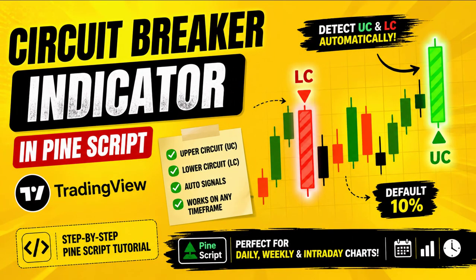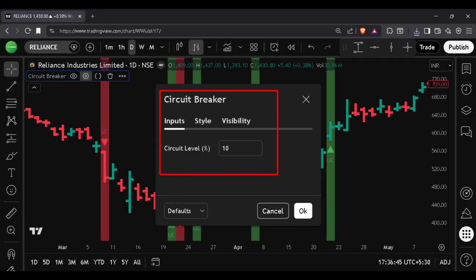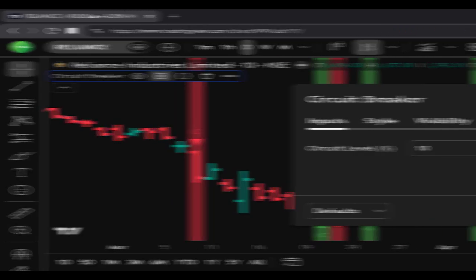Hi. Today, we will see how to create a circuit breaker indicator in the TradingView Pine script. Different stocks have different circuit levels, like 5%, 10%, 20%, etc. Unfortunately, there is no way in Pine script to know a particular circuit level of a stock. So we will use an input for this. The default value is set to 10%. When a particular candle closes 10% above or below its previous close value, we get our circuit breaker candle.